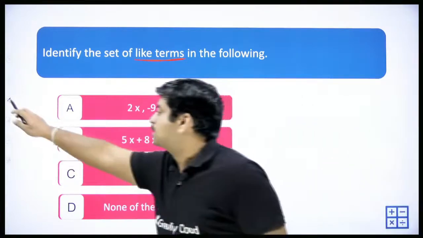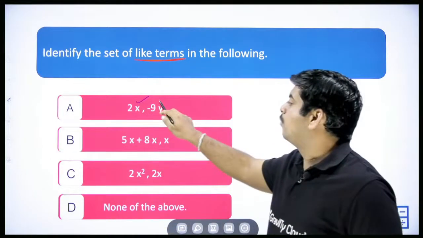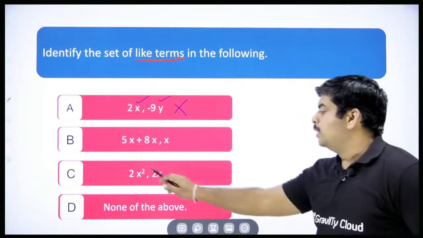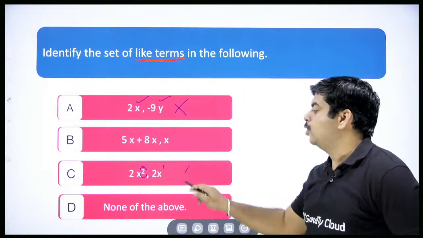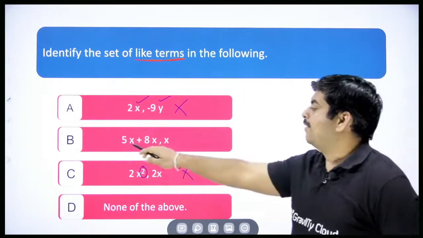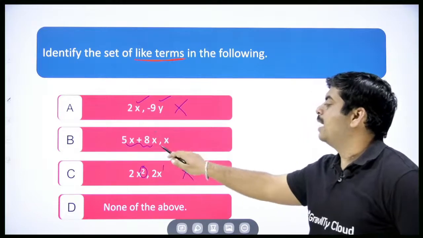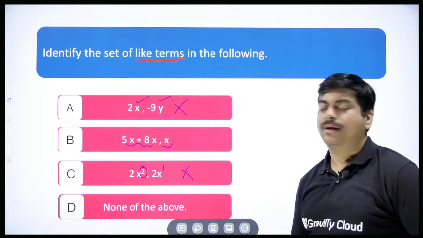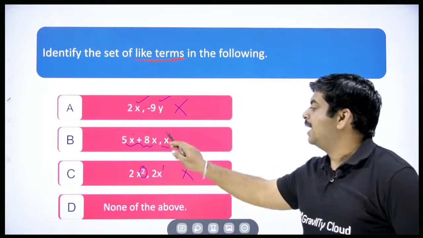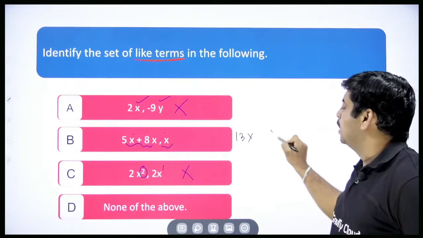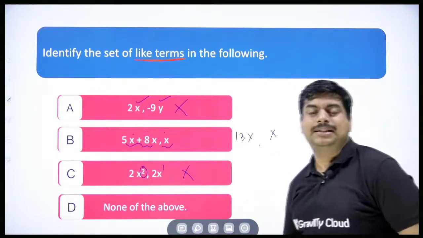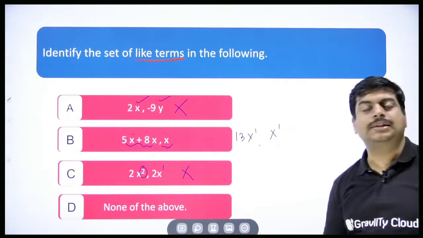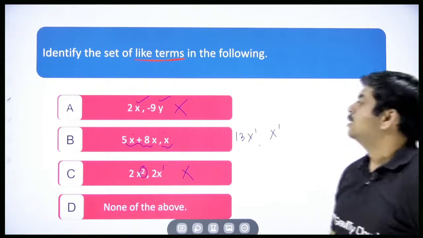No, that is not the correct answer. Here we have x and y, so those are not like terms. 2x square and x power 1, no, these are nothing. So 5x plus 8x is 13x, and then we have x. In both the terms the variable is the same to the same power, x power 1. Both are the same. So let's move forward.